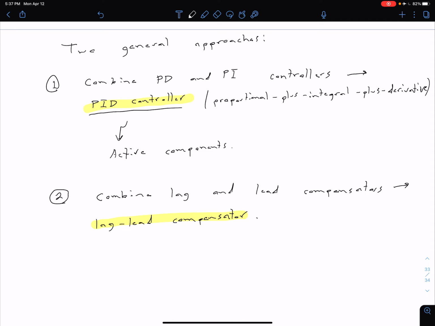But again, let's note the main difference between our lag and lead compensator and our PID compensator is that the former is implemented using passive components. This is going to be resistors, capacitors, and inductors, so we don't have any op-amps in these circuits. And as I've said a few times as well, if you do want to see what these circuits physically look like, you can look in section 9.6 in the textbook.